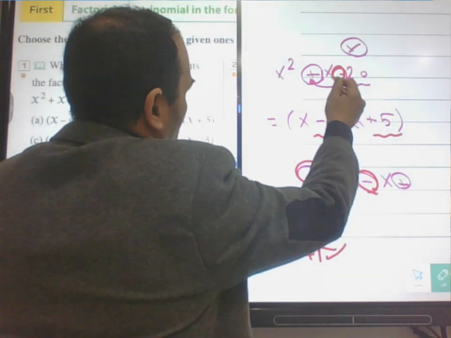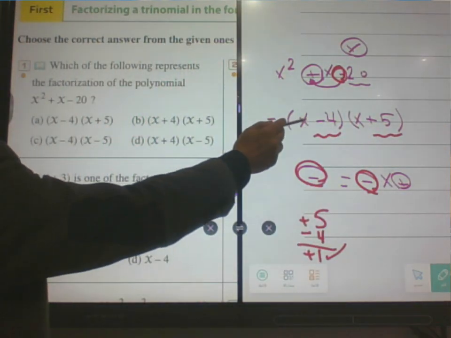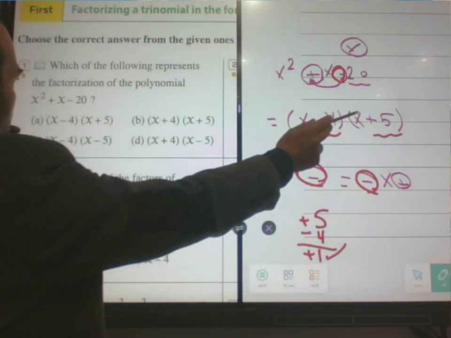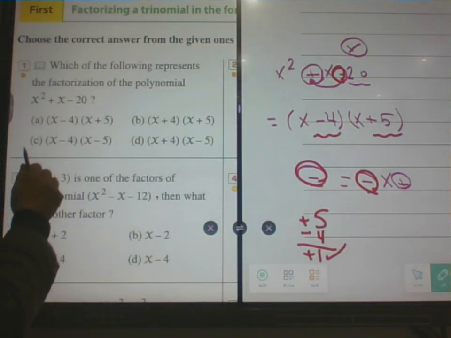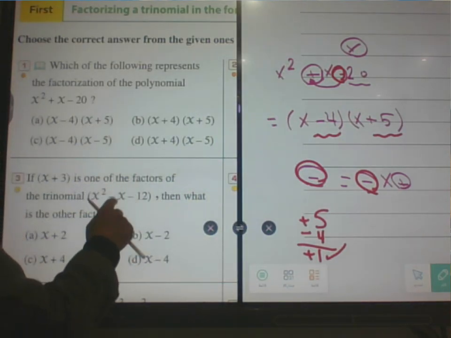It's the coefficient of x. The two factors are x minus 4 and x plus 5. X minus 4 times x plus 5 shows letter A.